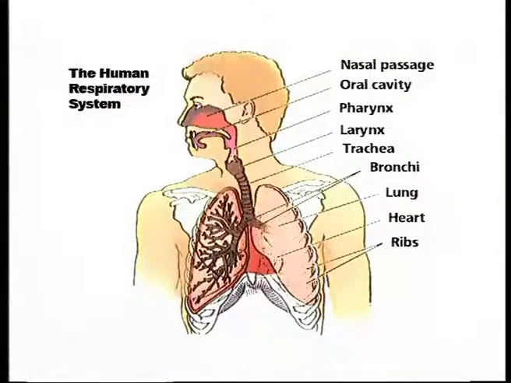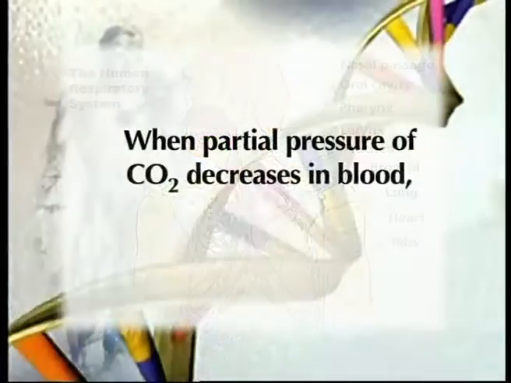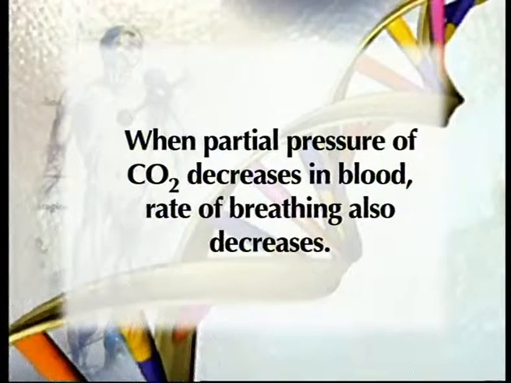When a slight change occurs in the partial pressure of CO2 in the blood, the chemical center or chemosensitive area present in the medulla oblongata gets excited. When slight changes occur in O2, the chemoreceptors present in the walls of specific arteries, the carotid arteries, get excited. The rate of breathing is directly proportional to the partial pressure of CO2 in blood. When the partial pressure of CO2 increases in blood, the rate of breathing also increases, and when it decreases, the rate of breathing also decreases.